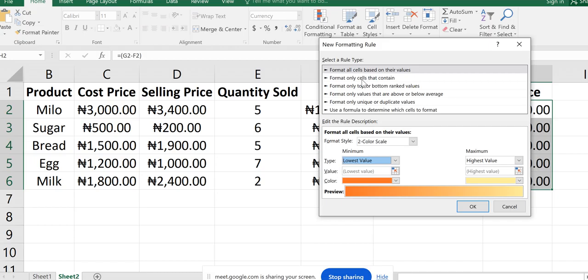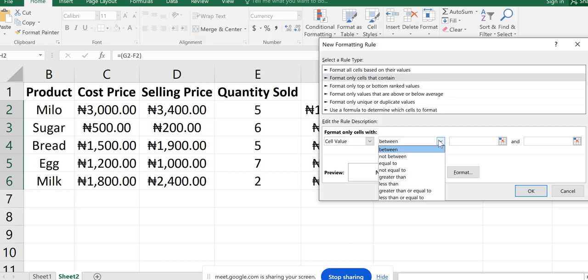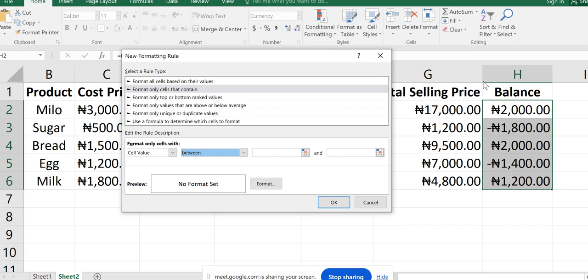Probably I want to format only cells that contain. Now, format cells only with cell value between, equal to, or less than. Which one are you making use of? You should know that. Can you see your work? So you should know, depending on what you want and how you want it.